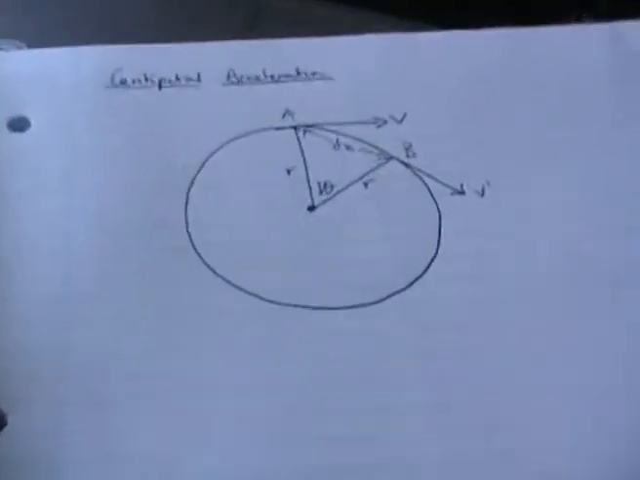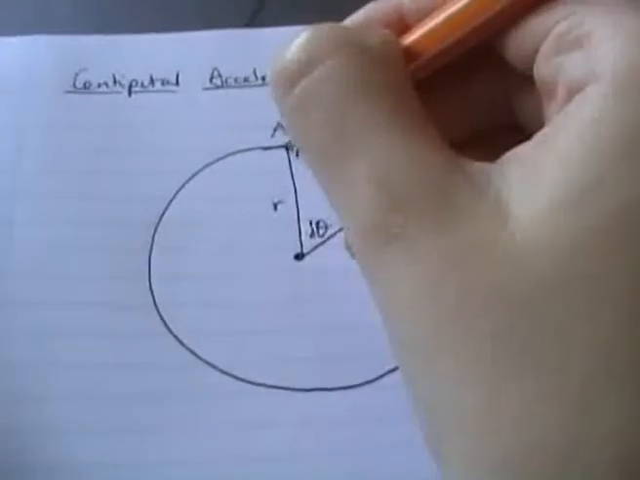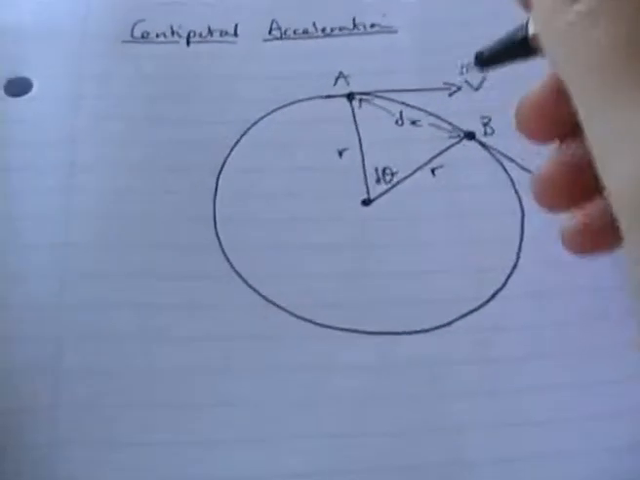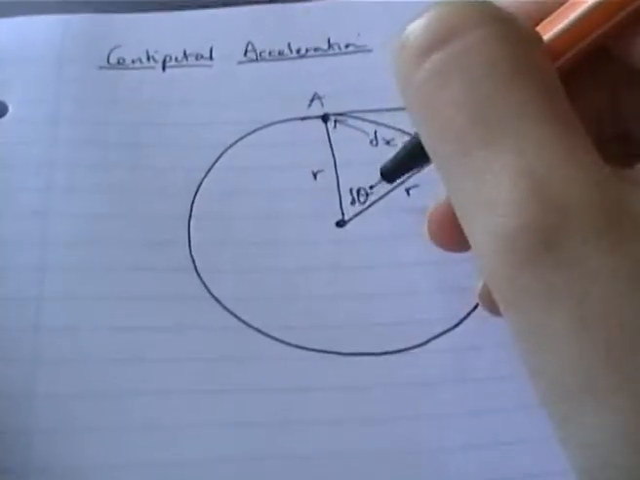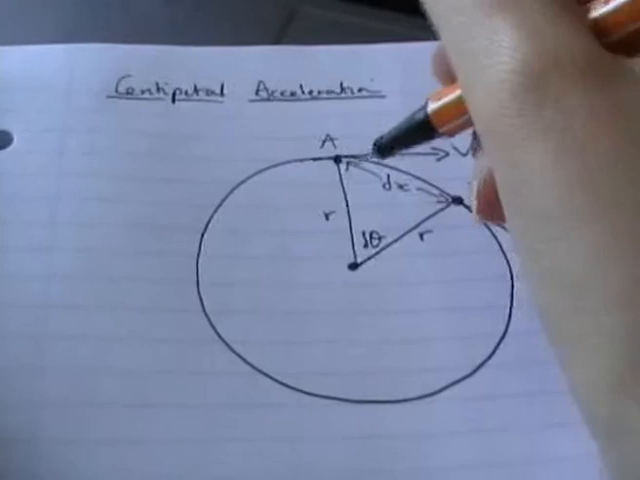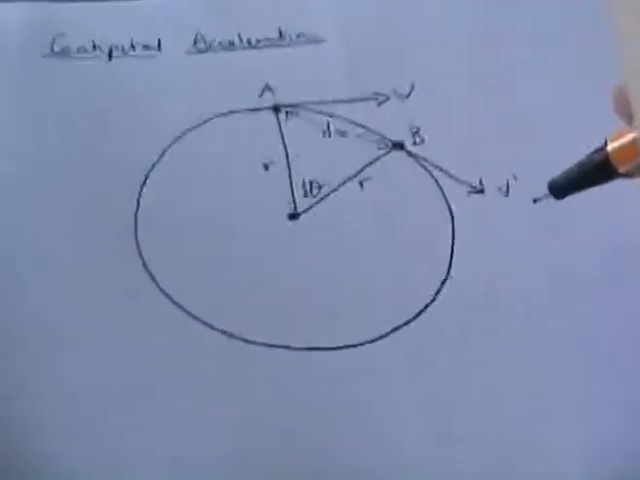Okay, let's imagine you have a particle in circular motion and it's travelling from A to B through an angle of delta theta, and that's the radius. The velocity at A is v and the velocity at B is v dash.